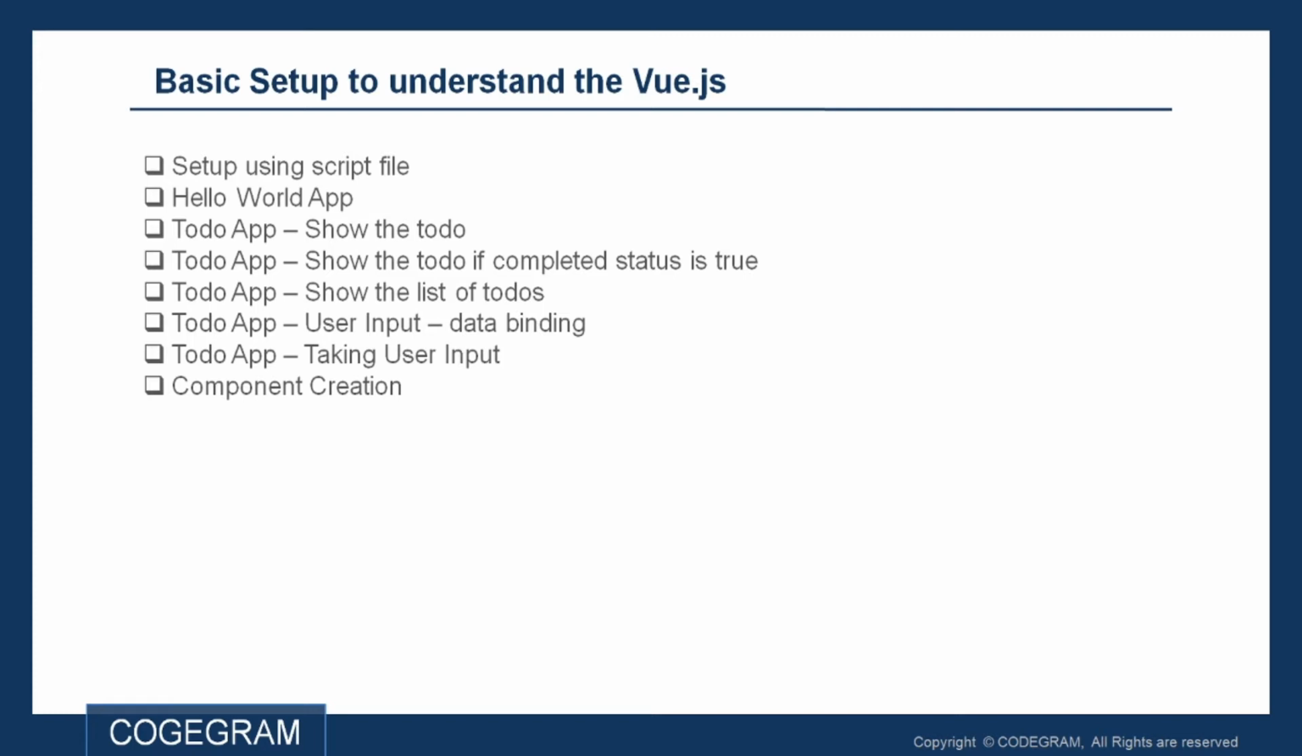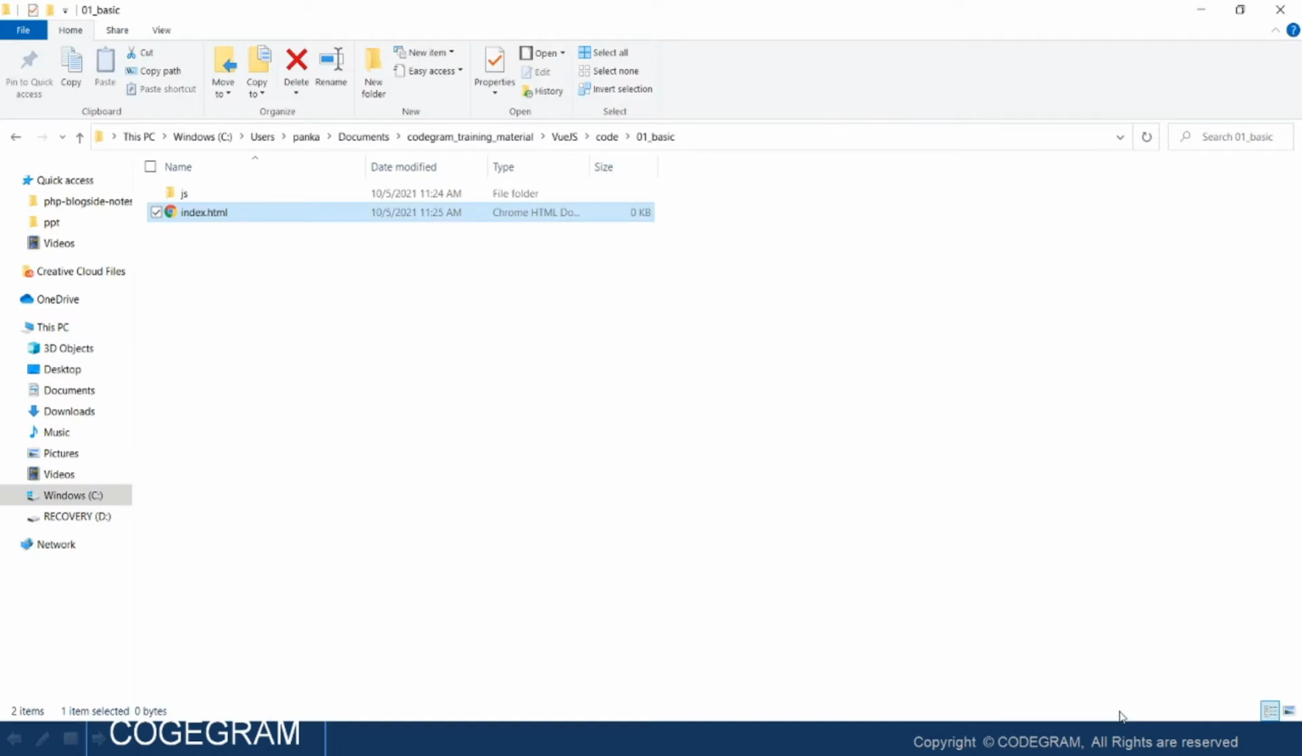And when I'm saying to do app, I will be taking a use case of the to do application. And from the to do application itself, I will be showing you some of the basic features. And finally, we will talk about the component creation. So let us begin this particular journey and try to understand from here.